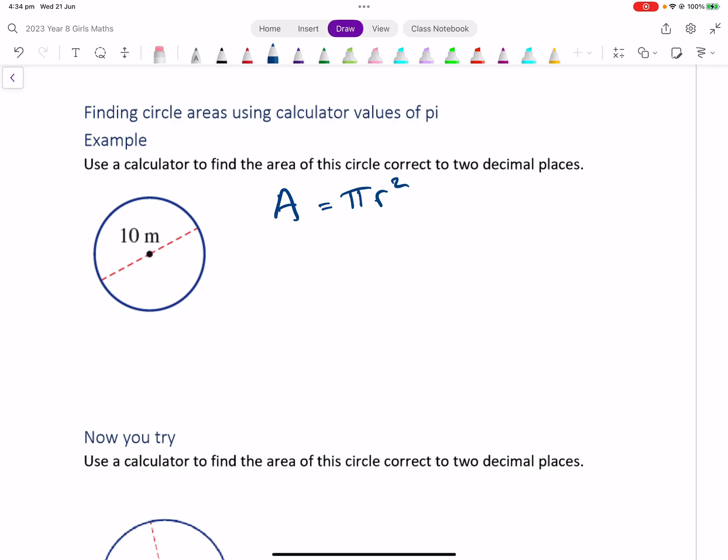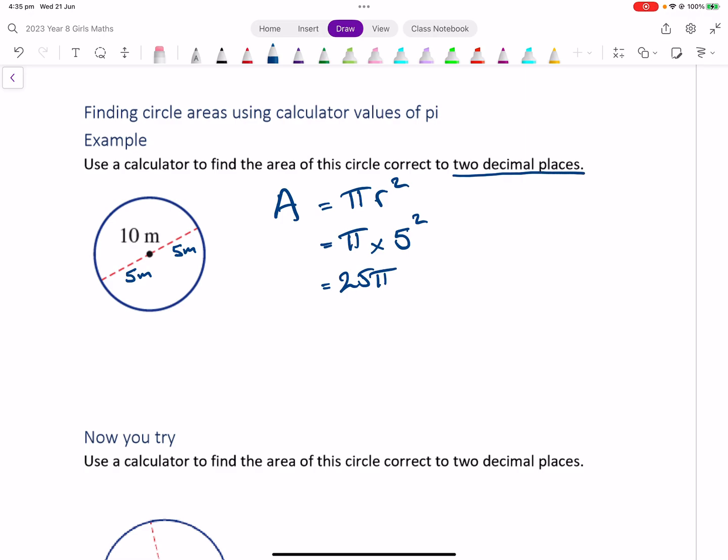What's the radius here? Is it 10? I don't think it's 10. I think the 10 refers to the diameter. I think the radius is actually 5. So this is pi times 5 squared, or 25 pi. Now, we've been asked to find this to two decimal places, so we're going to have to use our calculator.